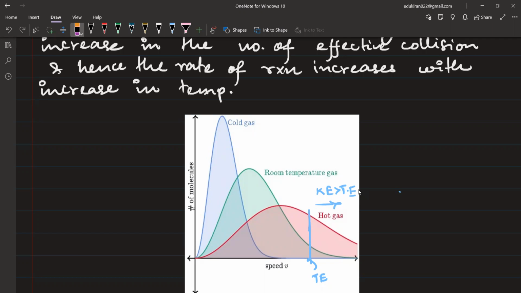The above lines are self-explanatory. If you have any doubt, then please let me know. If you increase the temperature, there will be more molecules with more kinetic energy, and having more kinetic energy, they will be showing effective collision. And if there is more number of effective collisions, the rate is going to increase. So that's how the logic goes.